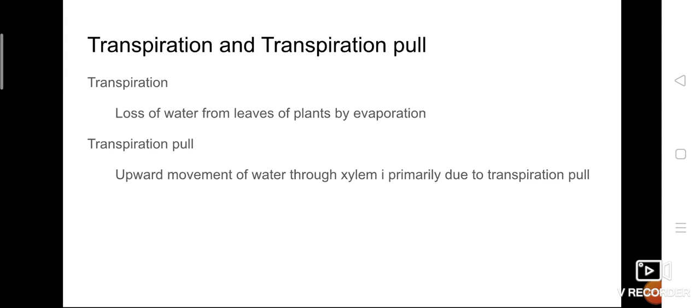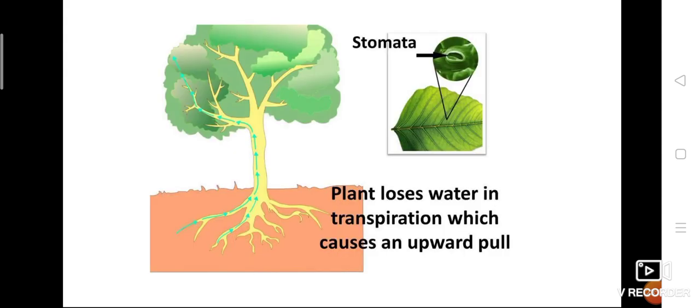As I told, xylem is responsible for the upward movement of water. Roots absorb water and that water is transported to all parts of the plant, isn't it? And I told that it is against gravitational force because of this transpiration pull. See, the plant gets water from the below parts and it pulls water up, and that pull is called transpiration pull.